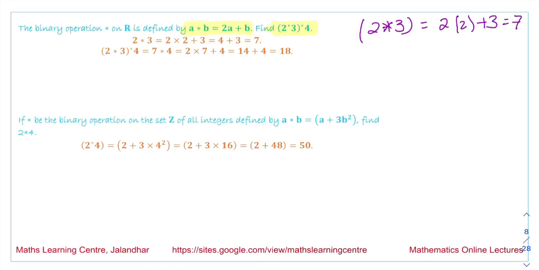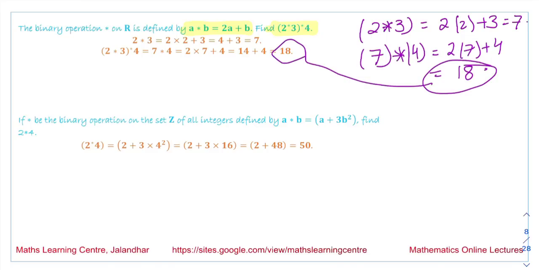This is equal to 7. Now we are calculating 7 star 4. The answer we have is 2 into 7 plus 4, that is equal to 18. So the final answer we obtain is equal to 18.